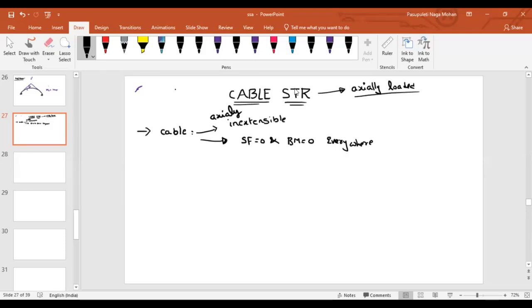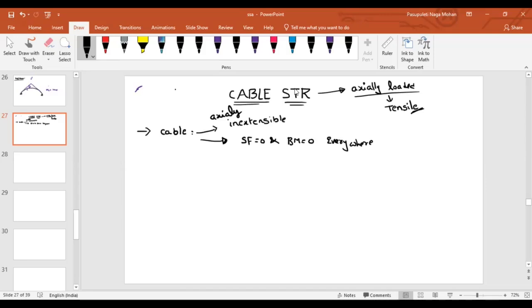Even if we talk about a bar, the bar also takes the axial load, but what is the difference here compared to the bars? Bars can take compression as well as tension. But whenever you are talking about cables, obviously they will resist only the tensile forces. If you take a cable and compress it, what do you think?